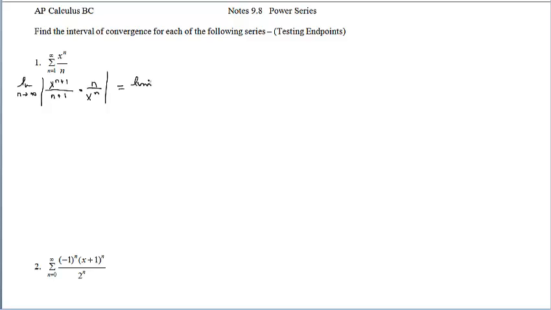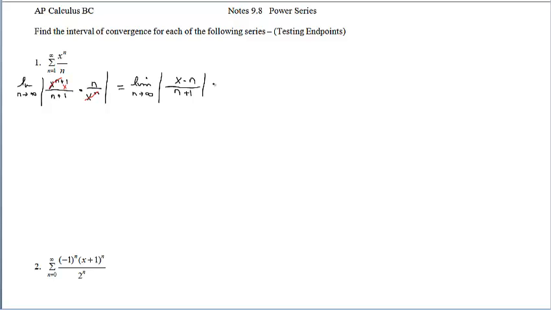Alright, let's do a little cleanup and then we'll find the limit. Okay, remember x to the n will cancel with x to the n, just leaving x to the first on top. We can't divide out the n with this n right here, so we'll just bring those over. We have x times n on top and n plus 1 in the denominator.